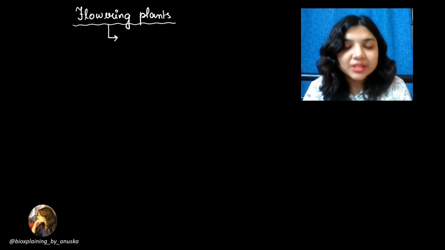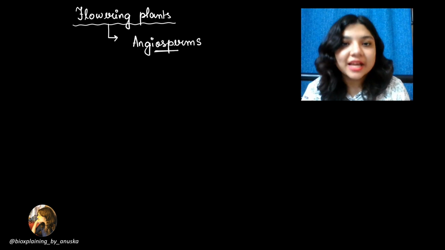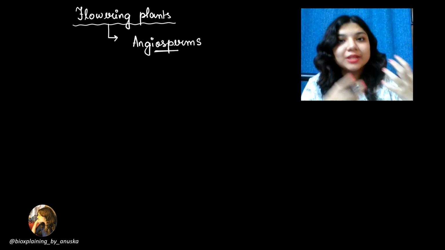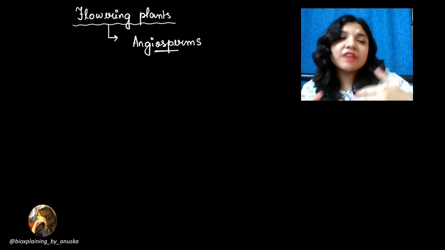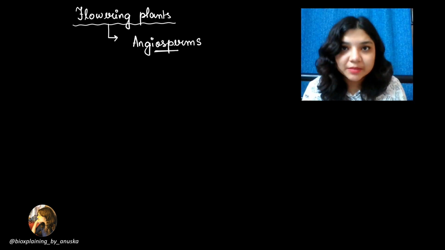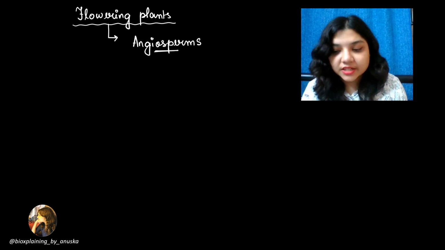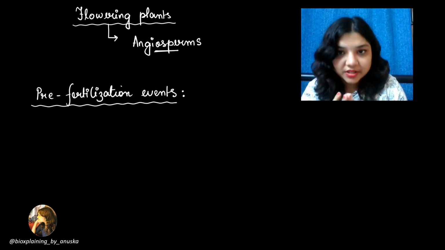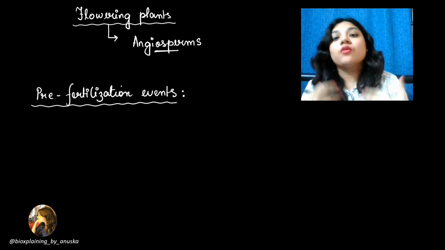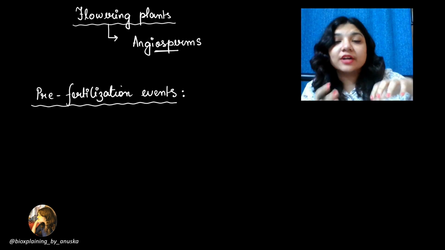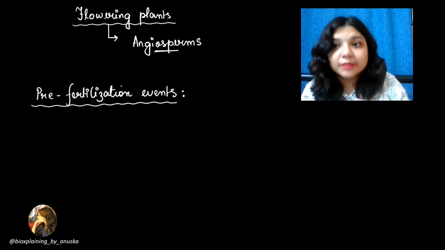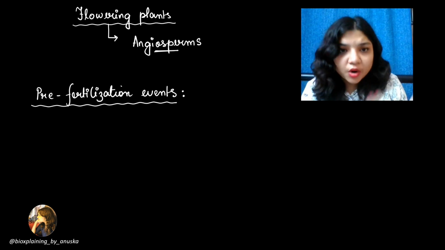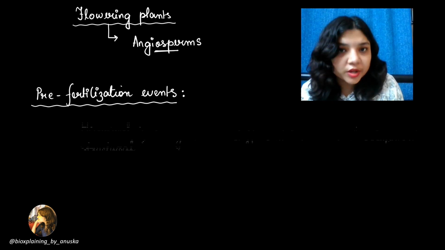So we all know that flowering plants are known as angiosperms. But much before the flower is actually present on the plant, there are various other activities that take place. All of these activities are together termed pre-fertilization events, right? So much before the actual flower is seen on the plant, it has already been decided that it's going to flower. So what are those different decisions that we are talking about?